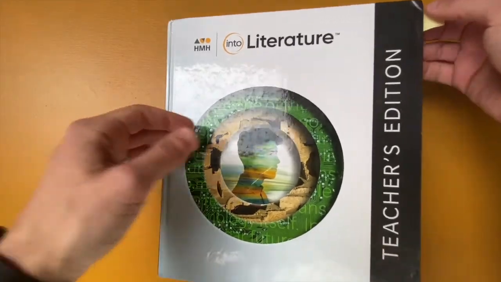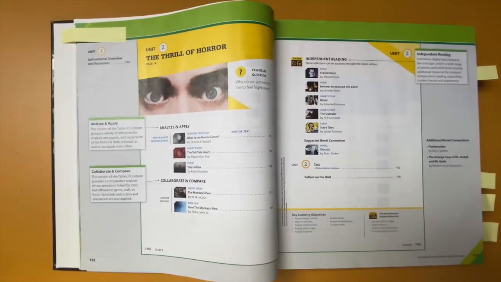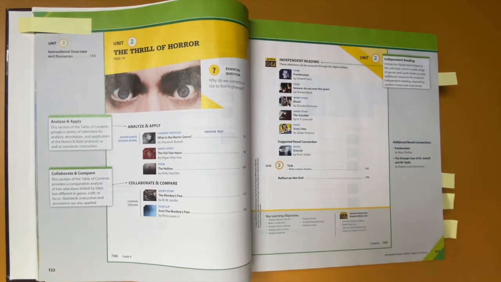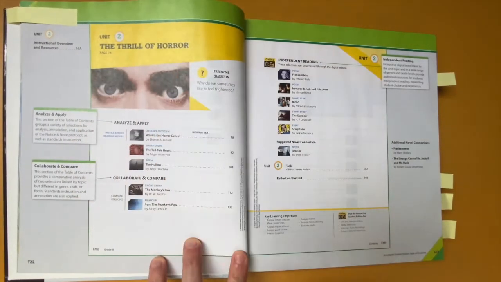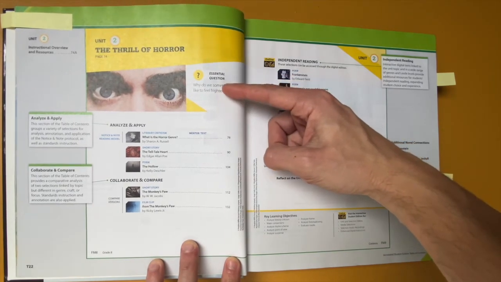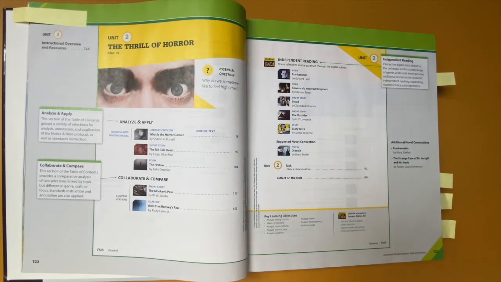Now, a couple of things to draw your attention to is the overall table of contents, which we go through in some of our videos, but you'll see once again the title and the theme of this particular unit outlined. You start with your essential question, which is going to guide you and your students through the particular unit.